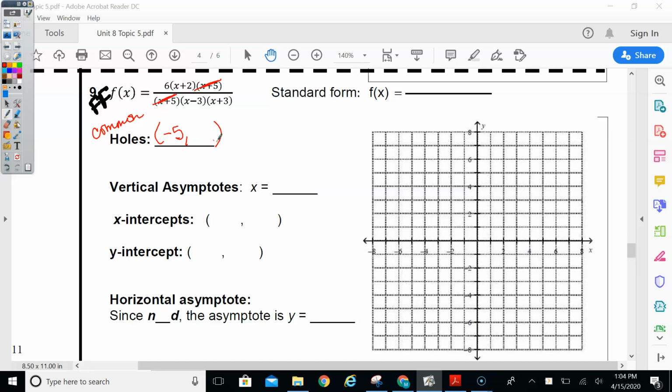Now the y, again, we take -5 and we plug it into the x's that are left. So it's going to be 6 times -5 plus 2, sorry, -5, because it's opposite, over -5 minus 3, -5 plus 3. So 6 times -5 plus 2 is -3... wait, 6 times (-5 plus 2) is -18, over -5 minus 3 is -8. -5 plus 3 is -2.